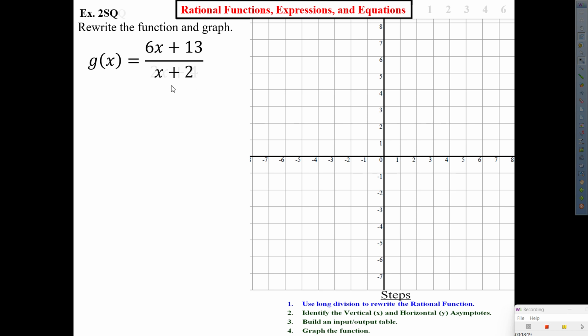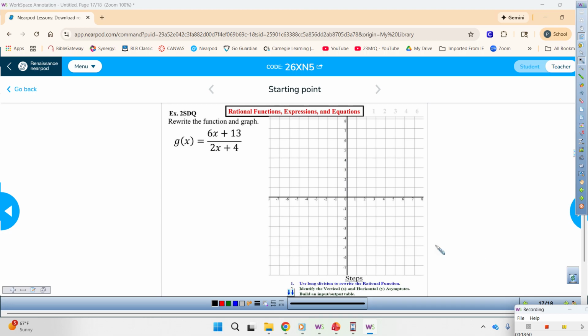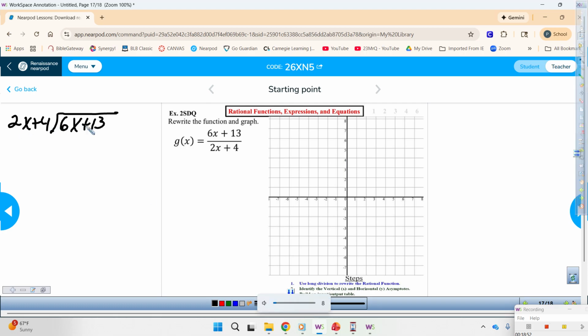All right, once again, I'm going to give you a head start. This one is just a tiny bit different. Hopefully you see it. Go. For the sake of time, once again, here we go. 6x plus 13 divided by 2x plus 4. What number times 2x gives me 6x? 3. So 3 times 2x, that's 6x. 3 times 4, that's 12.